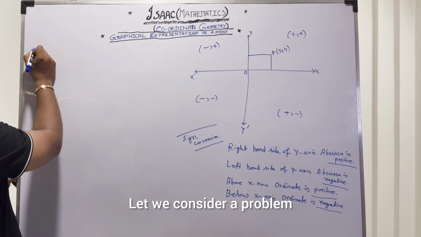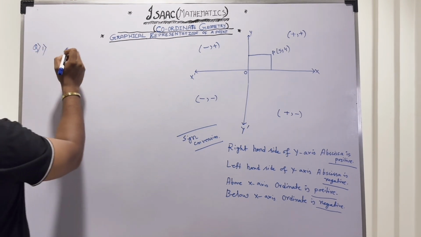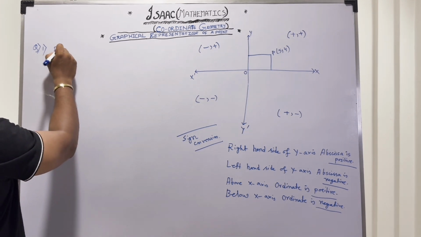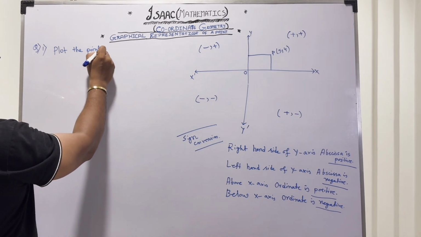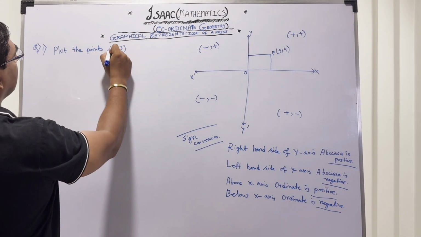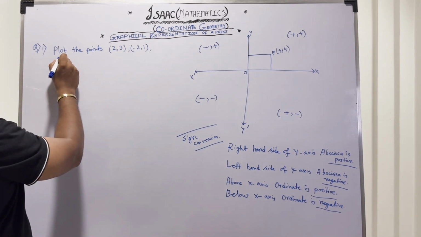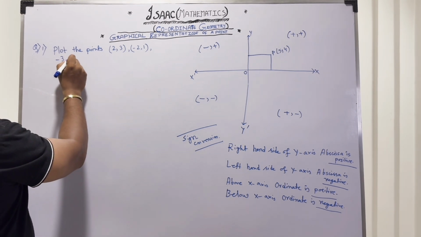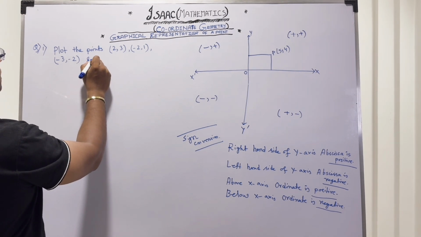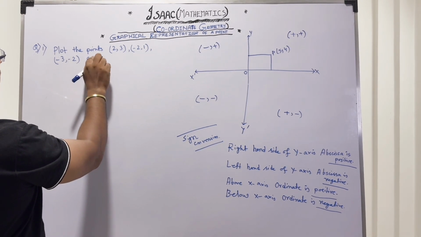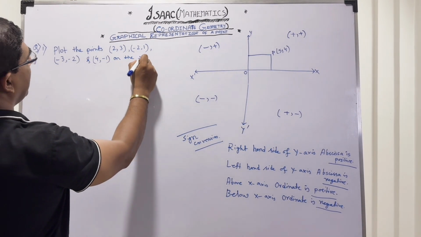Here we consider a problem. Question number 1. Plot the points 2, 3, minus 2, 1, minus 3, comma minus 2, and 4, comma minus 1 on the xy plane.